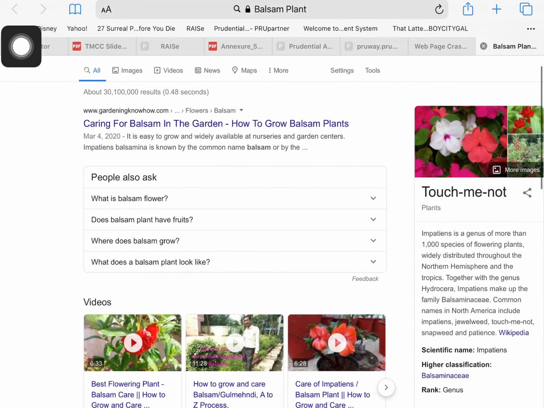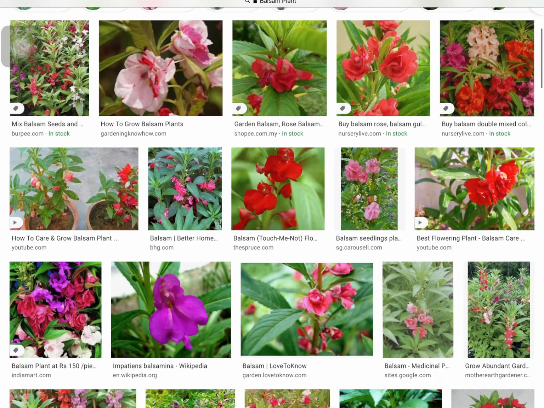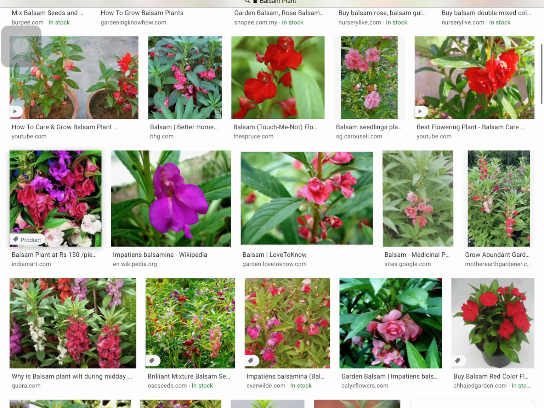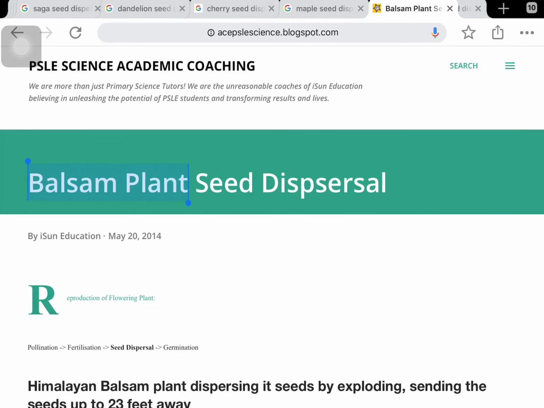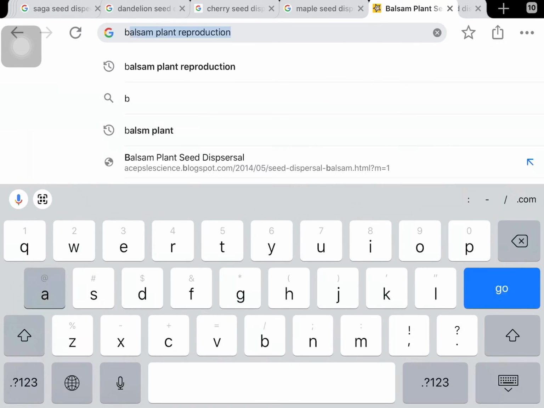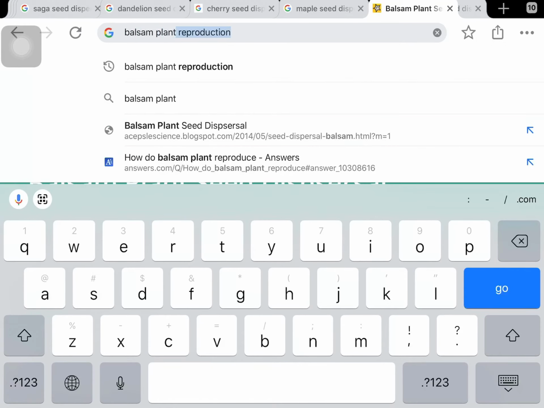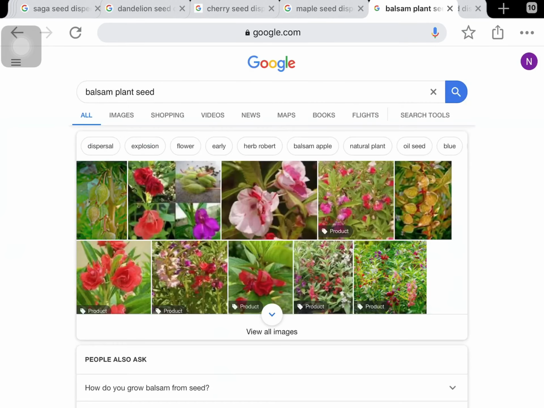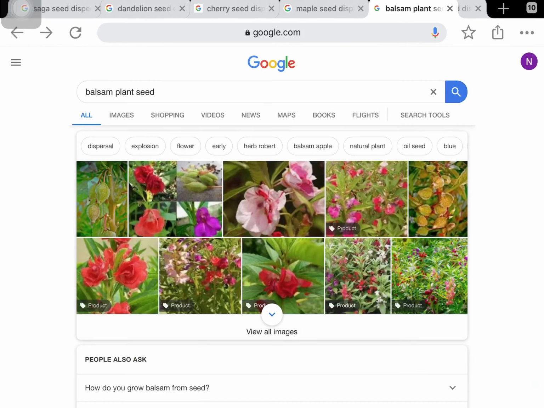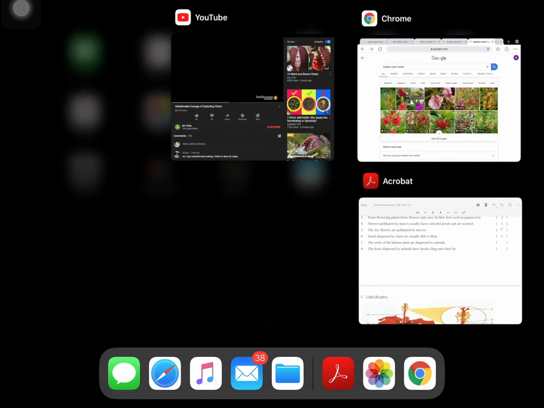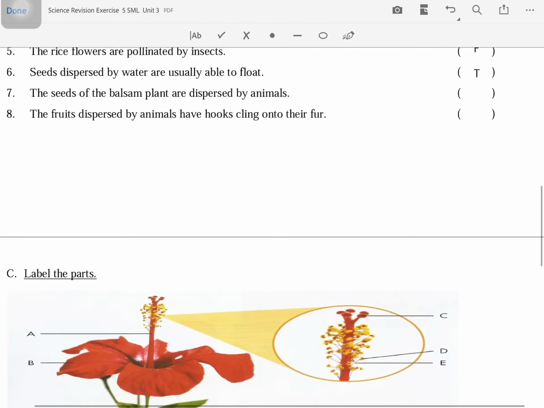Okay, so the balsam plant looks like this. But let us see how the seed looks like. Balsam plant seed. Okay, so their seed looks like this, and their seed is dispersed by explosion. Okay, now moving on to our next question.